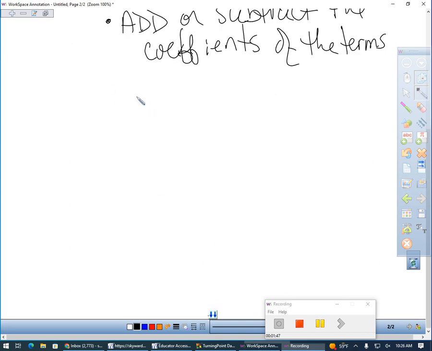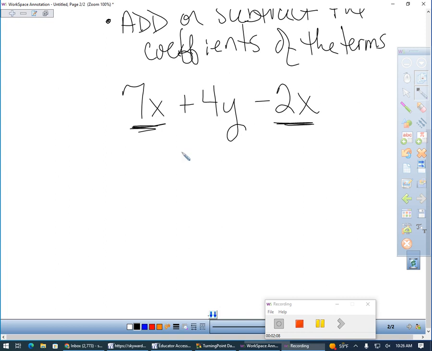Let's say I have 7x plus 4y minus 2x. What are the terms that are like terms up there, Jackson? 7x and 2x. Yeah, the 7x and the negative 2x. So if I were to add those together, how many do I get, Jackson? 5x. Can I combine the 4y with anything? No. I'm just going to write it down. That's how combining like terms works.